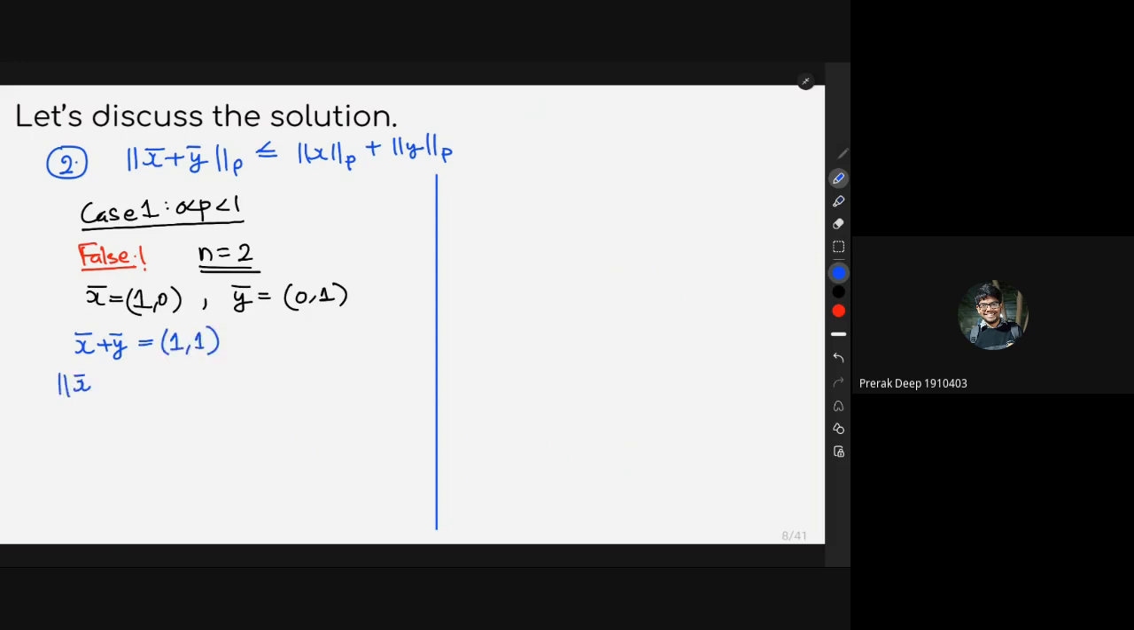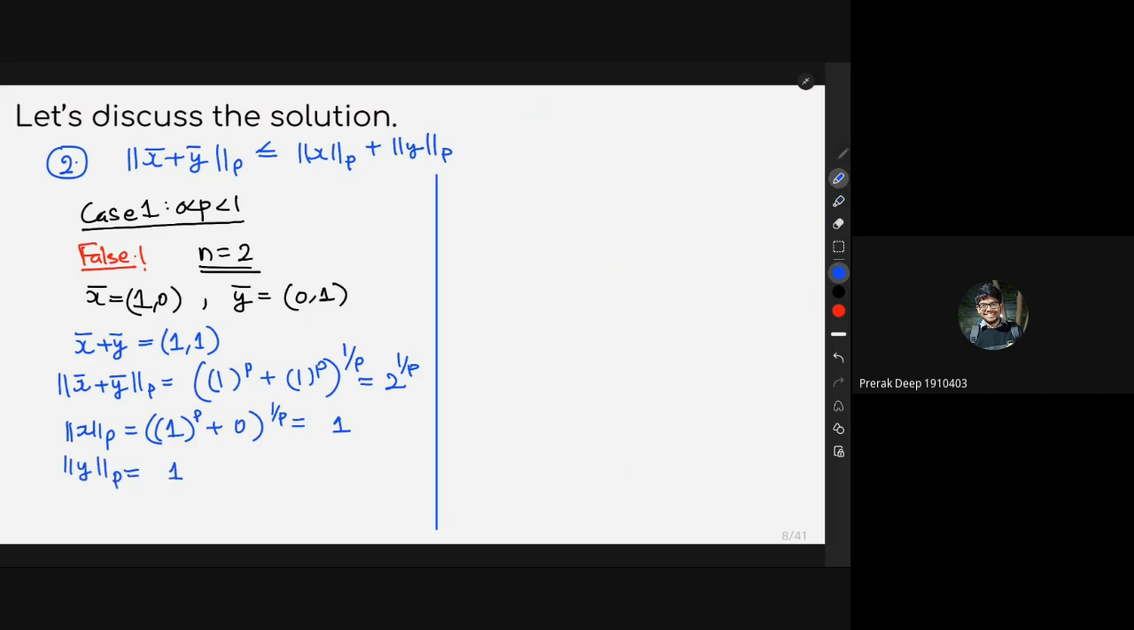And the pth norm of x plus y is actually 1 to the power p plus 1 to the power p, and this whole to the power 1 over p. So which is going to be 2 to the power 1 over p. Correct? And what is the norm of x? Norm of x is just 1 to the power p plus 0, whole to the power 1 over p. So it will be just 1. Similarly, norm of y is also equal to 1.